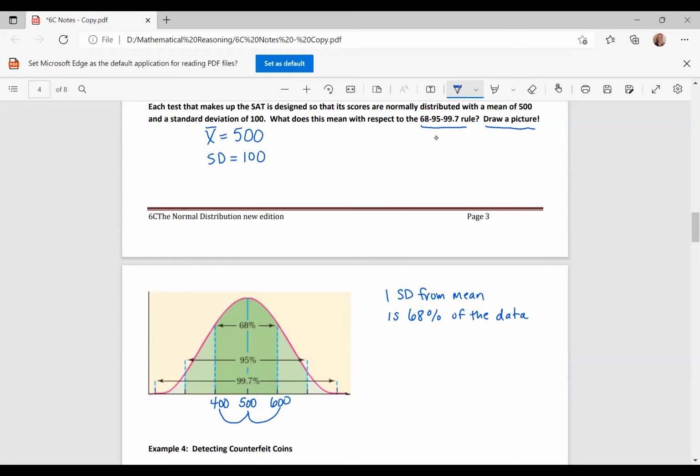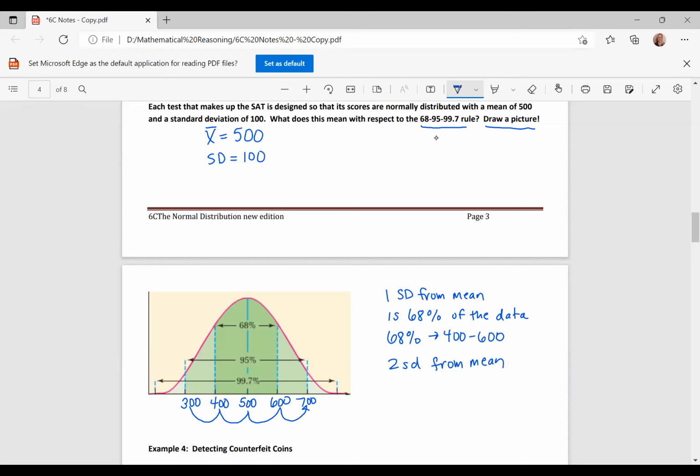In this problem, what that means is that 68% of the people who took the SAT scored between 400 and 600. If we go out to 2 standard deviations from the mean, now we're going 1 more. So this is 300, we're subtracting 100. And then if we go 1 more this way, that's going to be 700.